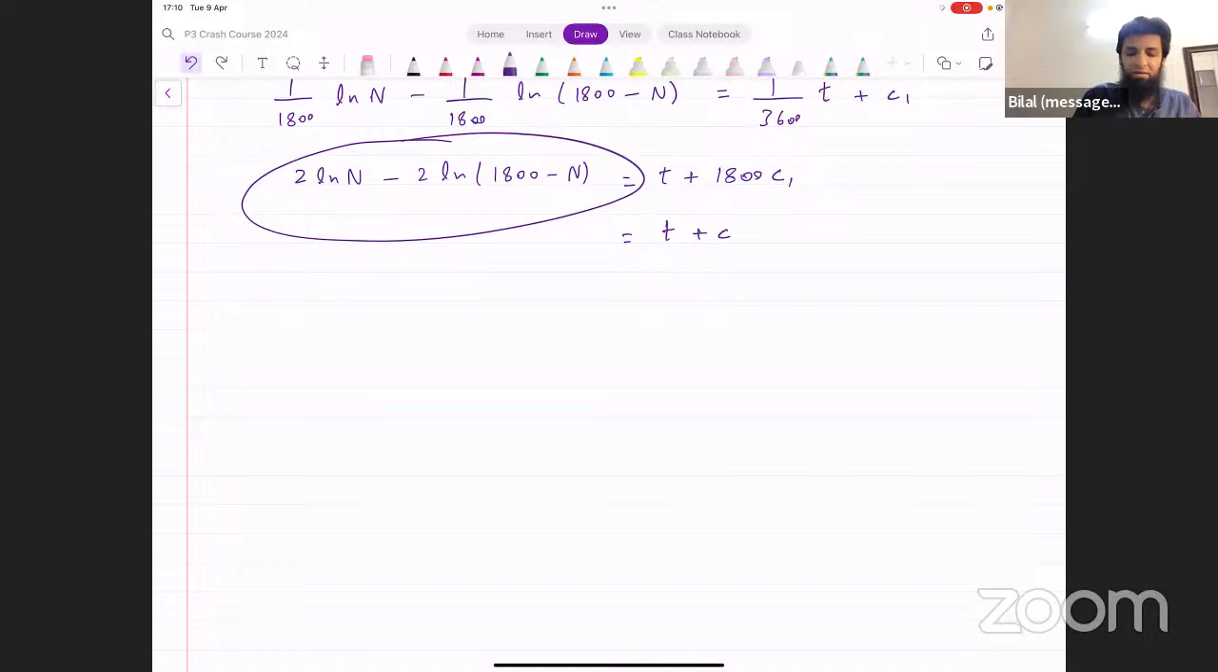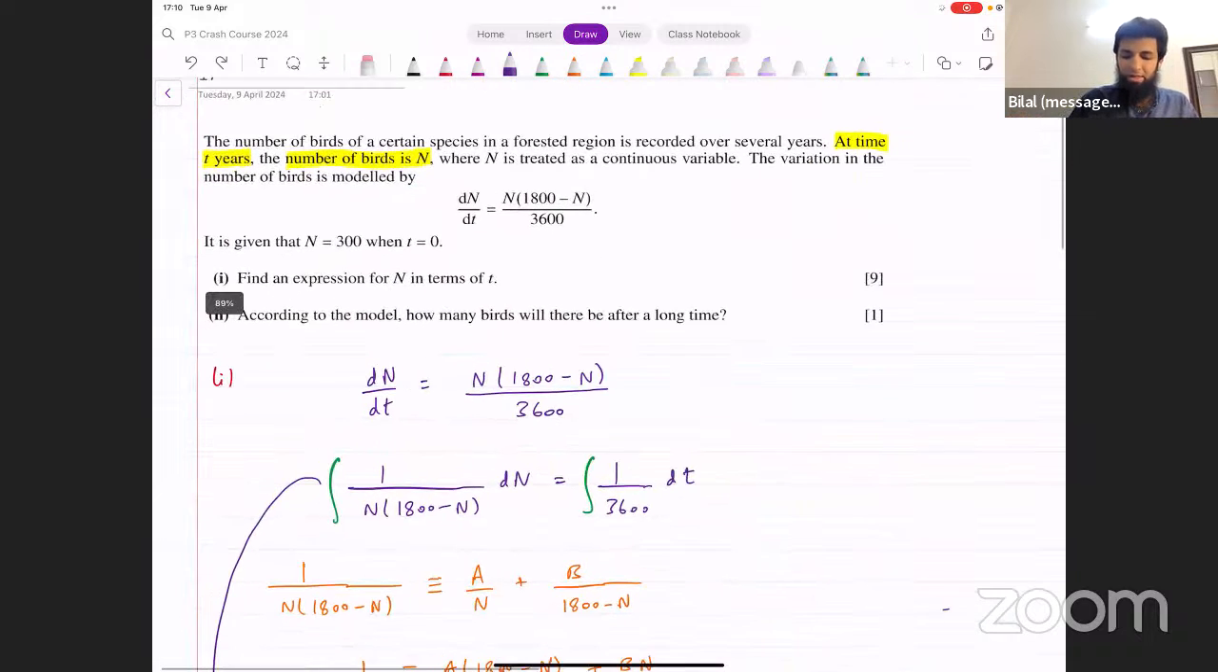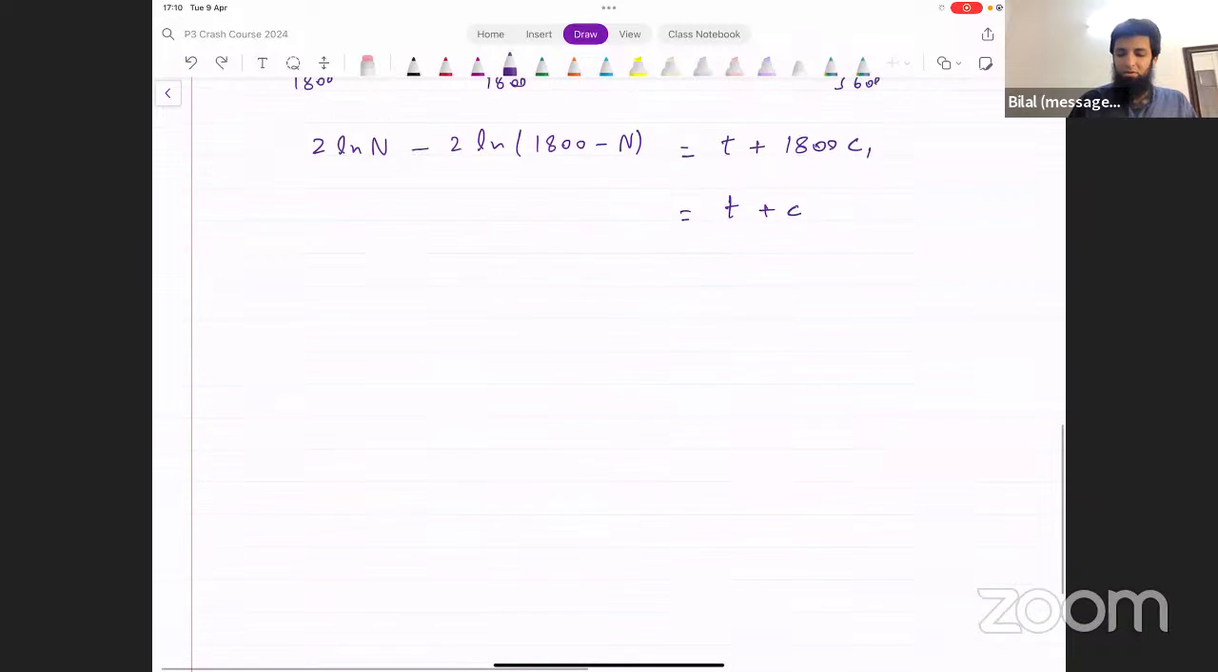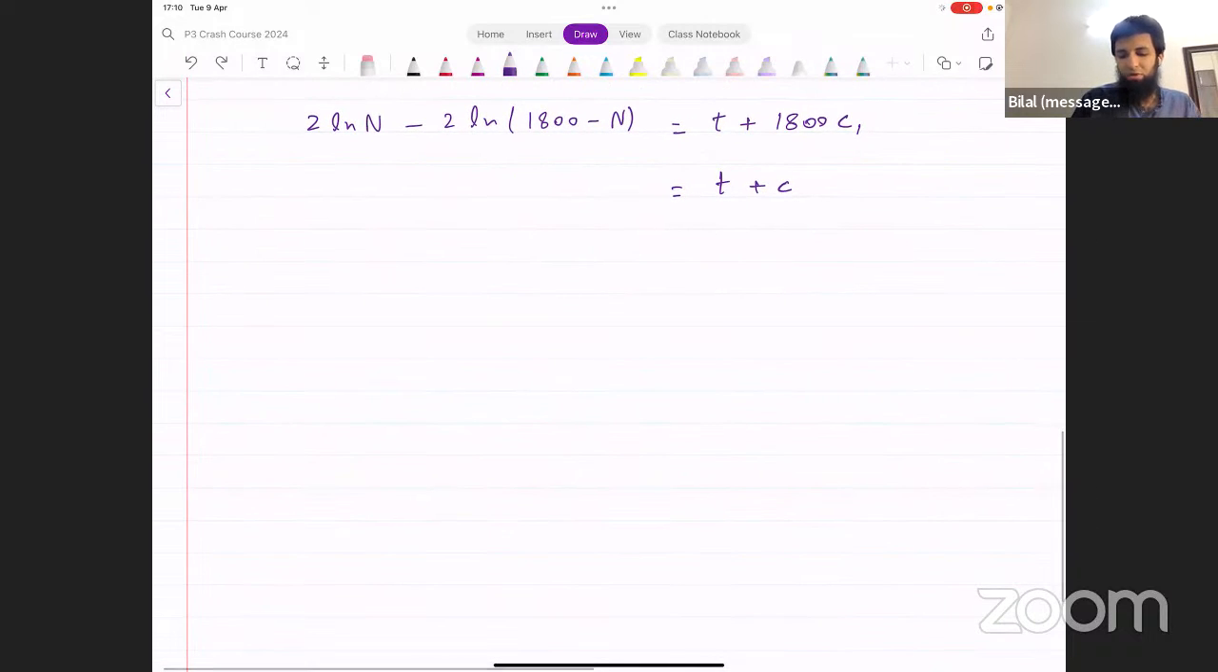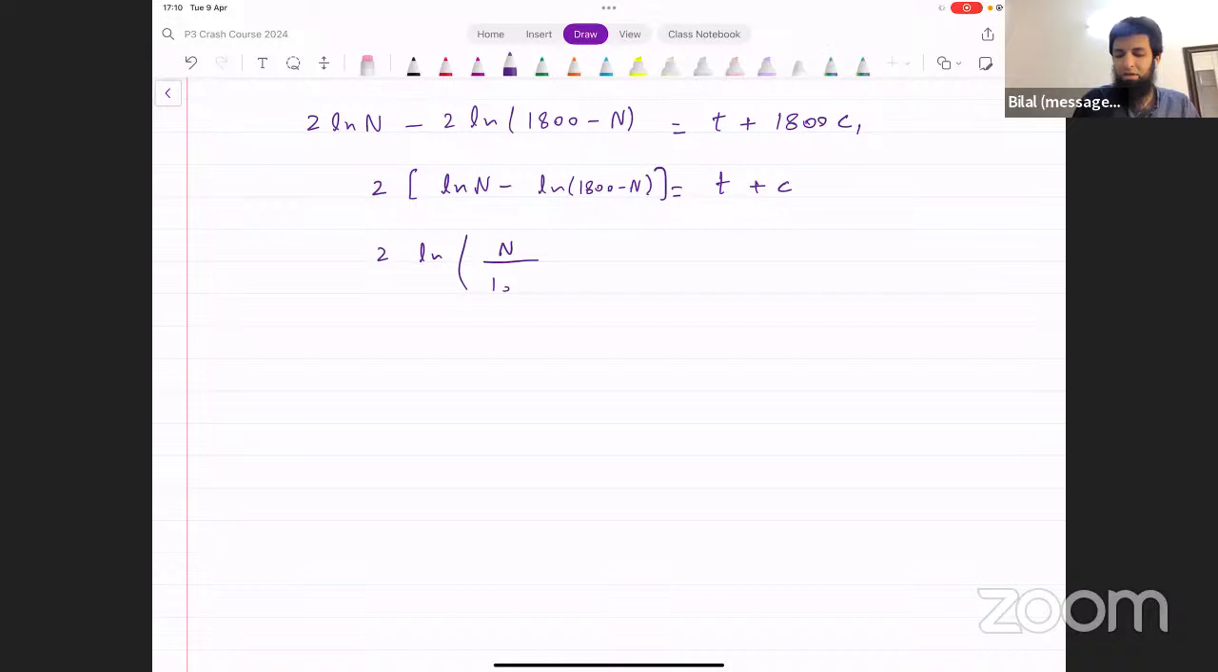Now the left-hand side, what you want to do now is you want to make n the subject. So you want to convert it to a single log first of all. How can you do that? You can take 2 common outside. That leaves you with ln n minus ln of 1800 minus n inside. Apply division rule on this. That becomes 2 into ln of n over 1800 minus n. On the other side, you've got t plus c. Okay. Any issues until this point?